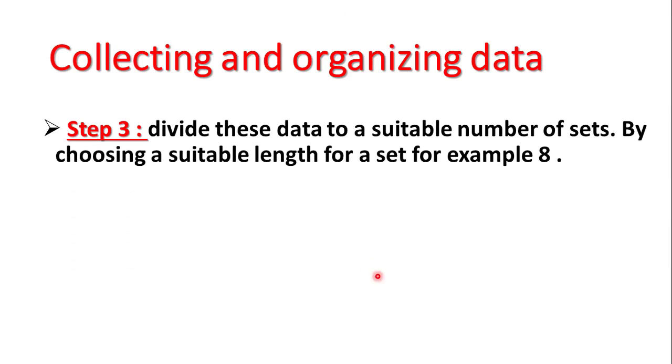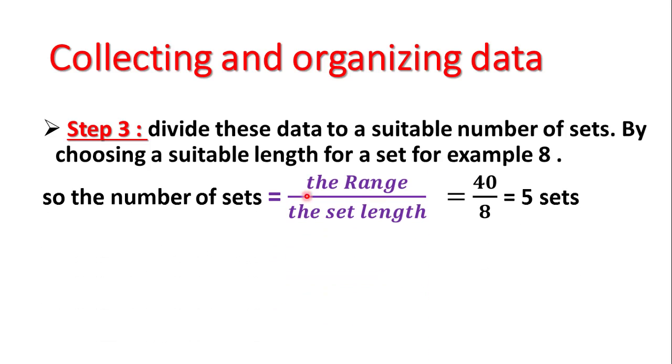Step number 3, I'll divide this data into a suitable number of sets. I'll choose a set length, then I'll divide the data into a number of sets. Here, for example, I'll choose the set length of 8. In this case, the number of sets will be the range over the set length. So, this is the rule to calculate the number of sets. The range here is 40, as we calculated before. 40 divided by 8, which is the set length which I chose, is 5, so I have 5 sets.